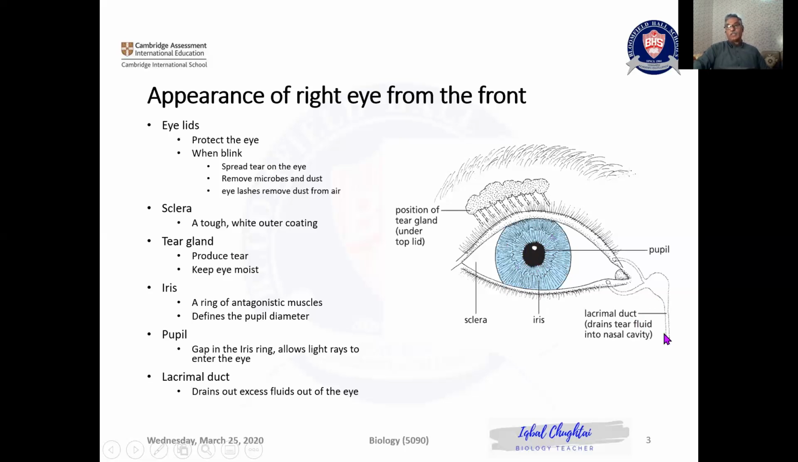This one is known as the lacrimal duct. This duct serves as a drain, meaning any liquid or substance that accumulates in this lower part of the eye can easily drain out into this lacrimal duct, which continues inside the nose.